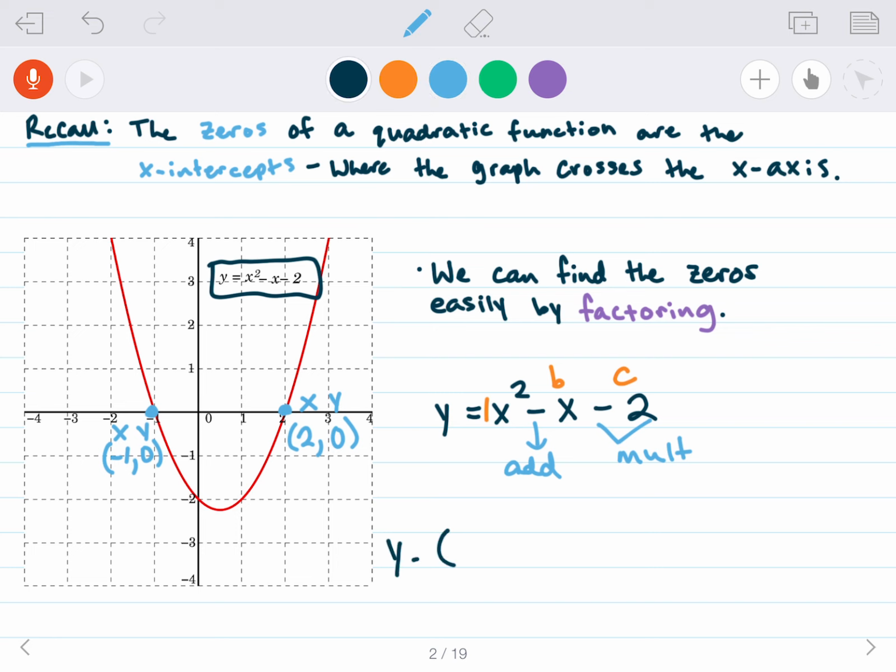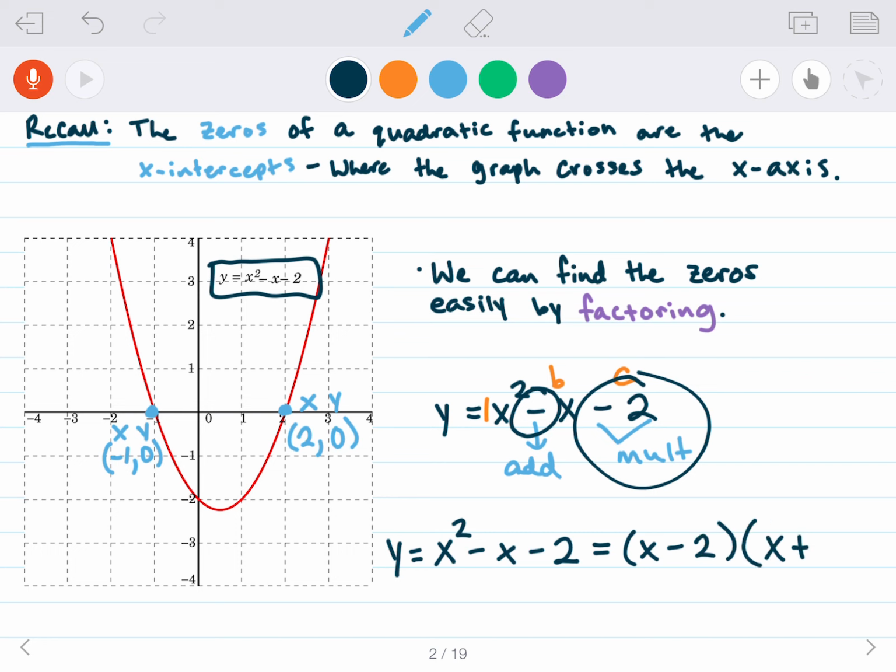So originally this was x squared minus x minus 2, and when we factor it, the two numbers that multiply to -2 and add to -1 are -2 and +1. So this is the same thing as this, it's just written in a different form. To find the zeros, we set y equal to 0. In factored form, we have 0 equals x minus 2 times x plus 1.